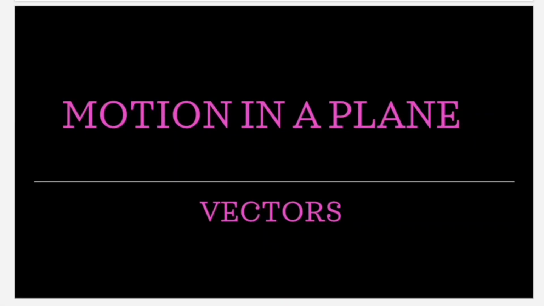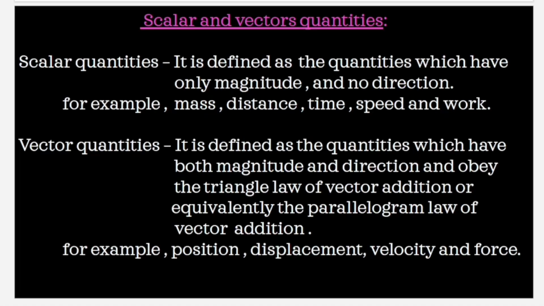Today we will be learning the chapter Motion in a Plane. So let's begin. Let's look into scalar and vector quantities. Scalar quantities are defined as the quantities which have only magnitude and no direction. For example, mass, distance, time, speed and work.